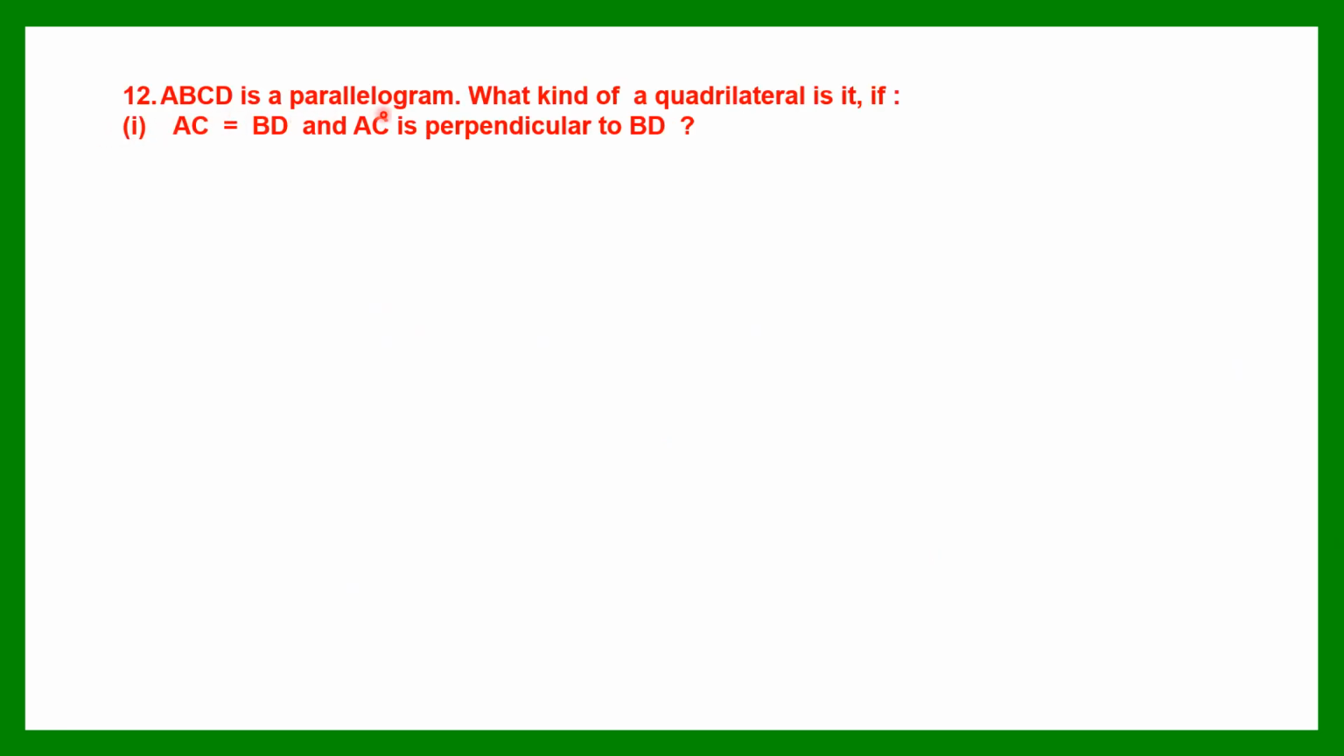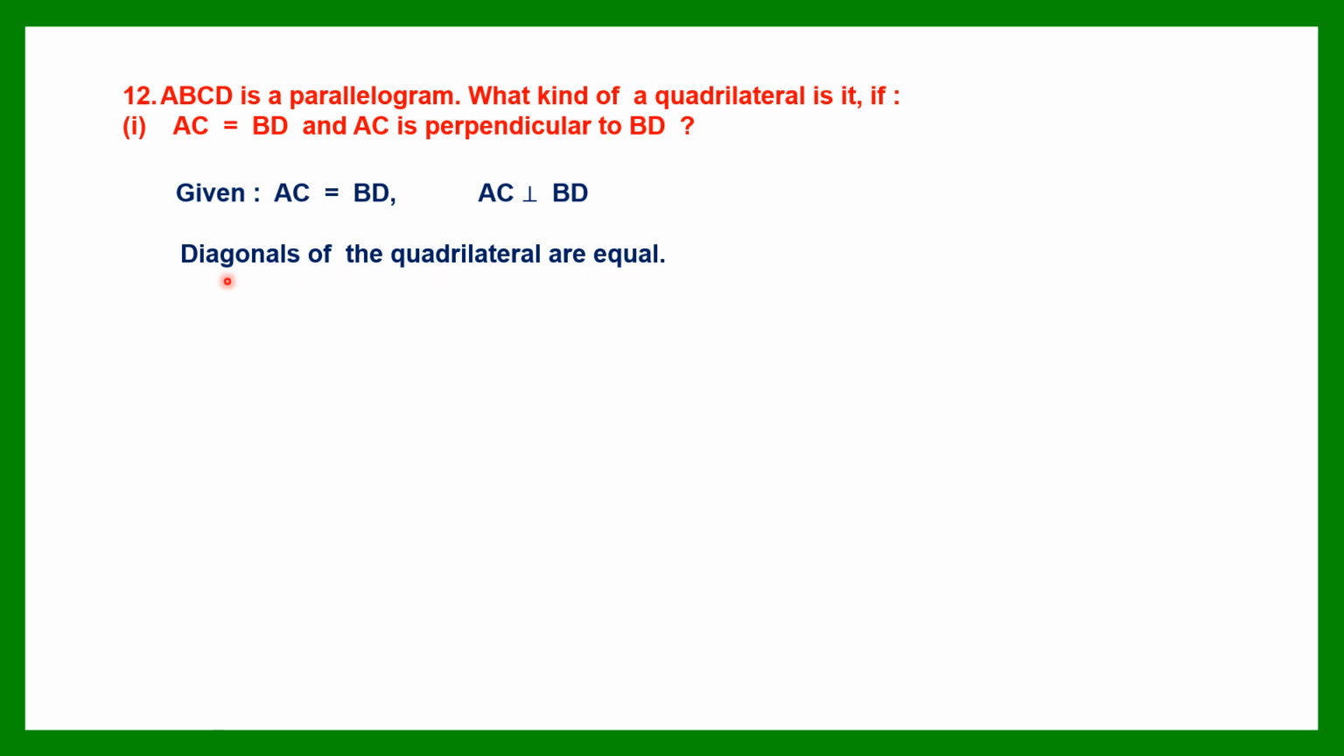Question 12. ABCD is a parallelogram. What kind of a quadrilateral is it if AC is equal to BD? AC and BD will be the diagonals of this parallelogram, and AC is perpendicular to BD. Let's write what's given first. We're given that the diagonals are equal and perpendicular to each other. The diagonals bisect each other at right angles. When you say they're perpendicular, that means they are meeting at right angles, at 90 degrees.